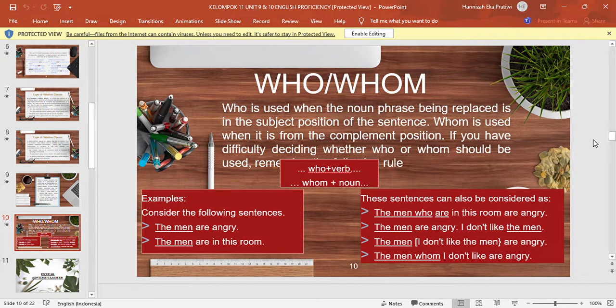For the next example, this sentence can also be considered as: the men who are in this room are angry. The men are angry. I don't like the men. For the meaning, the men whom I don't like are angry.